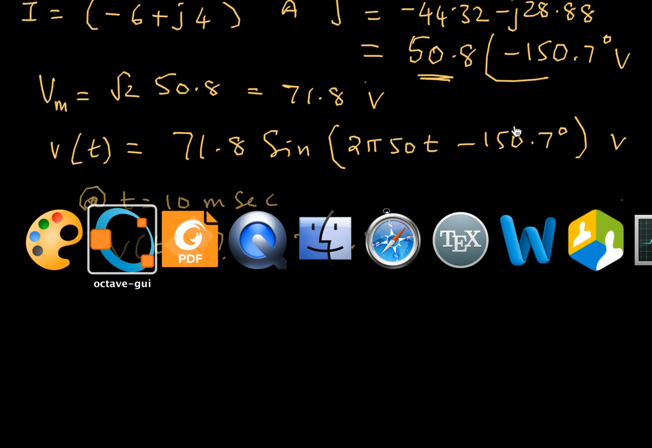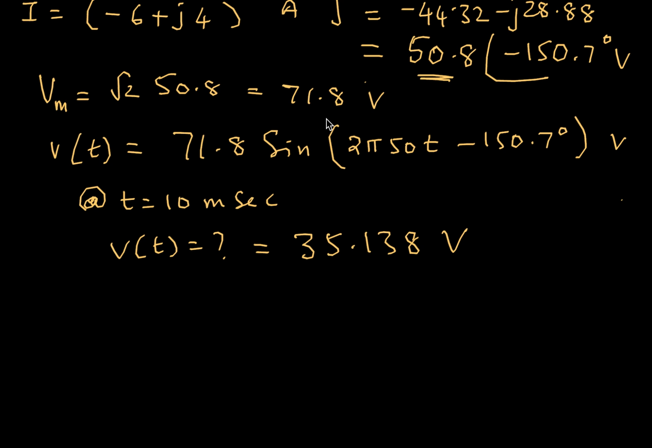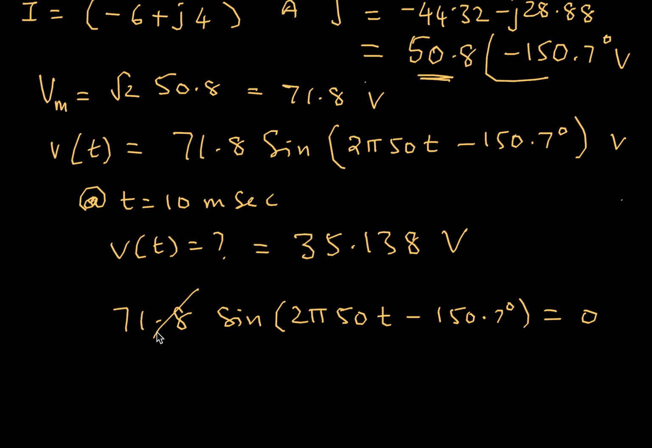So let's go back to the question. At what time instant t will the voltage V of t equal 0? So V of t is 0. So if this is 0, then 71.8 sine of 2 pi into 50t minus 150.7 degrees equal to 0. So this gets cancelled, and sine of something is 0, so this whole thing will be 0 because sine 0 is 0.